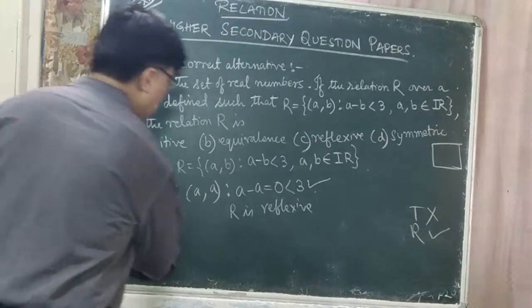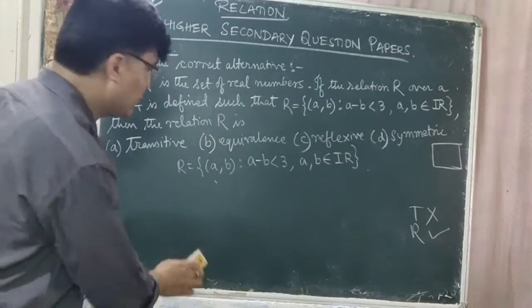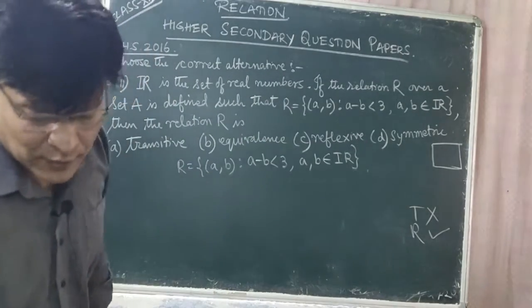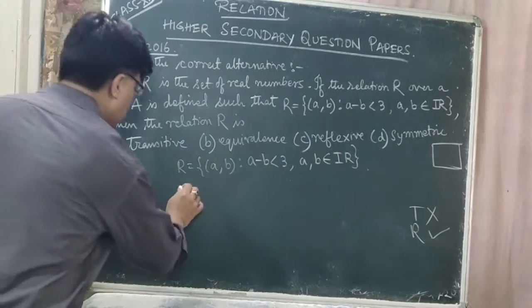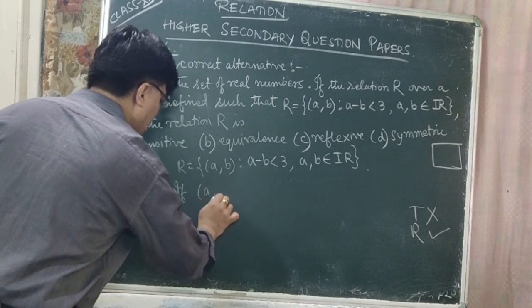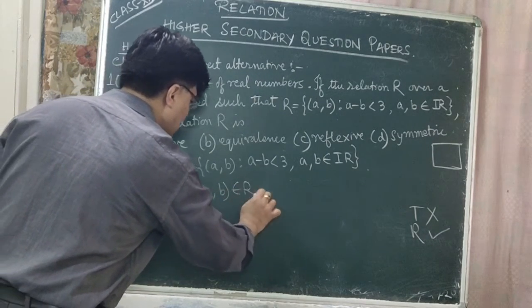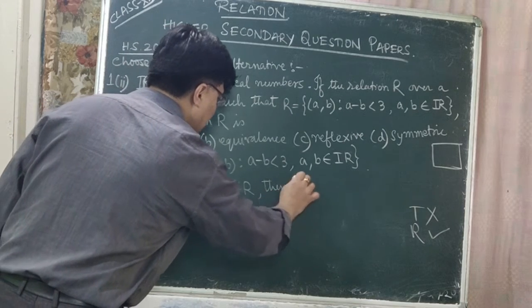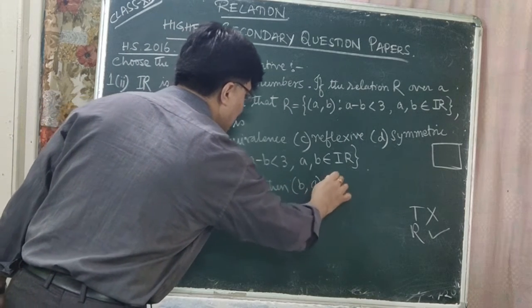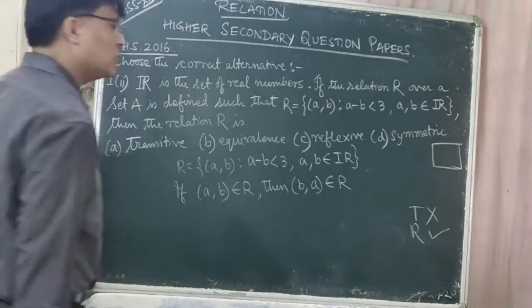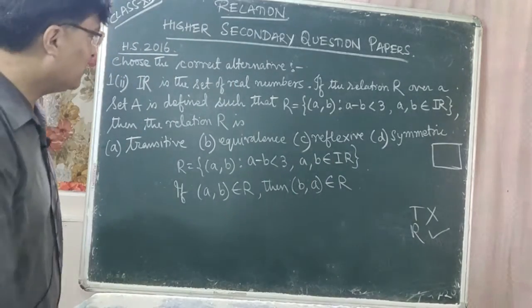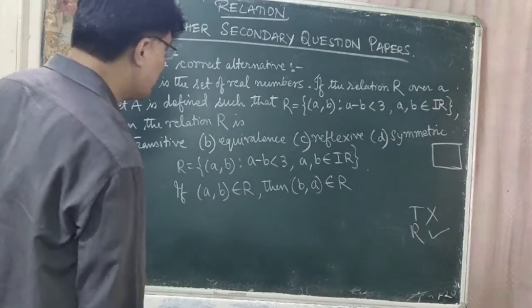Okay. Now, what is needed for symmetric? What is the definition of a symmetric relation? If (a, b) belongs to the relation R, then conversely (b, a) should belong to the relation R. Is that clear? Now let us check it.